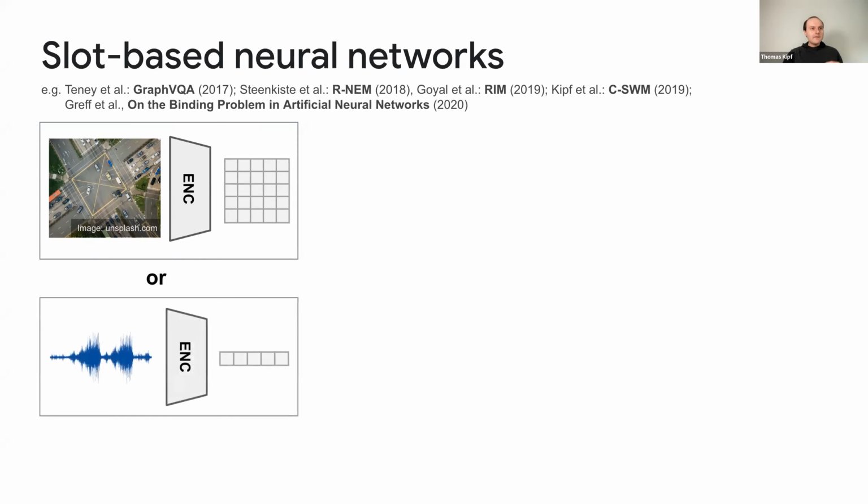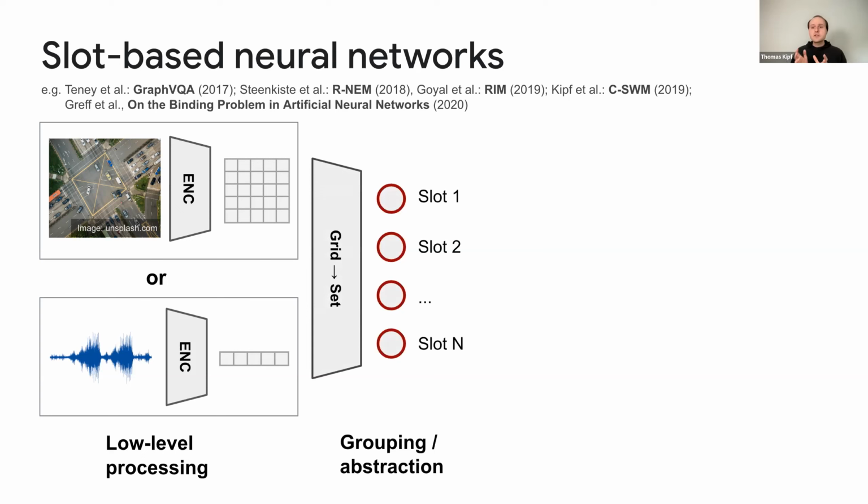They typically proceed by processing some low-level perceptual input using, for example, a CNN or a transformer to get a grid-based representation. But then the core component is really to map from that grid-based representation to some higher-level abstract representation, to group or abstract these representations into a set of latent variables that we call slots. These latent variables, these slots, can really capture any kind of object or entity in the input, or any other kind of useful abstraction that can be understood as a component of the input.